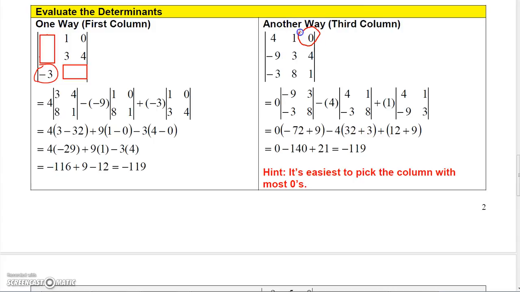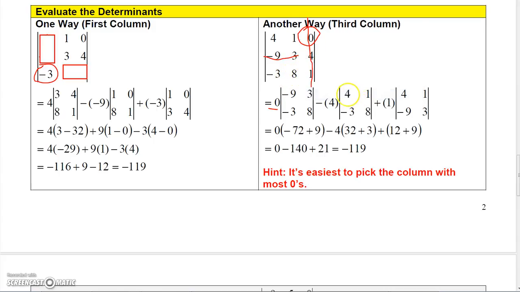What's interesting is you can also use the second or third column. So here on this one, I'm going to do this same problem, but I'm going to do it using the third column. So if I use the third column, I would have 0, and then if I mark out this row and this column, I would be left with negative 9, 3, negative 3, 8. So that would give me that determinant. And then if I go down to the 4, and if I mark out this row and this column, that would give me 4, 1, negative 3, 8. And so that's what I would get there.